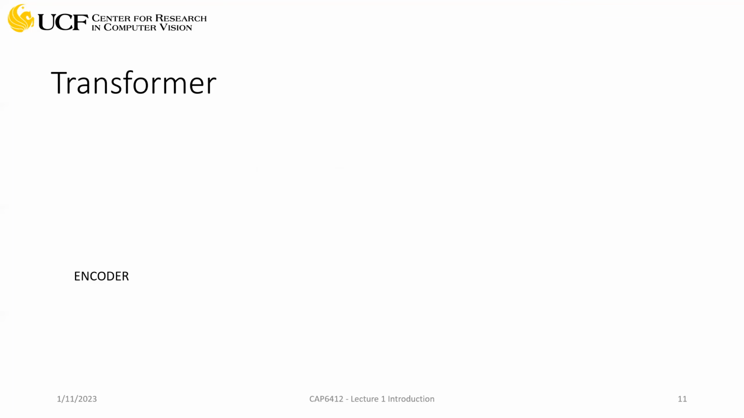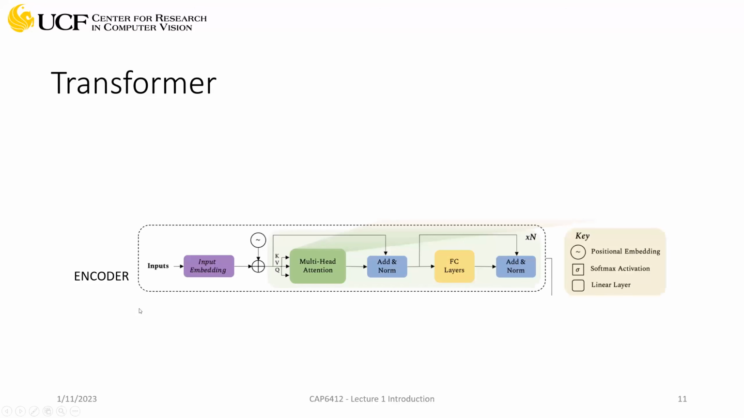So we start with the encoder. This is the input. The input will be some initial embedding, and then we'll add the position encoding. Position encoding is represented by this symbol. And then we will compute key, value, and query.